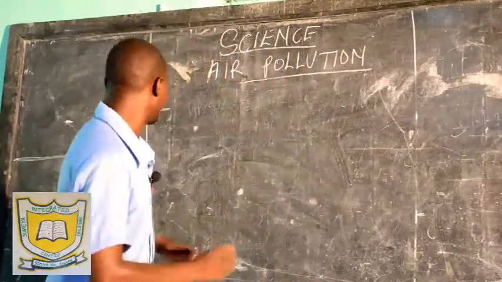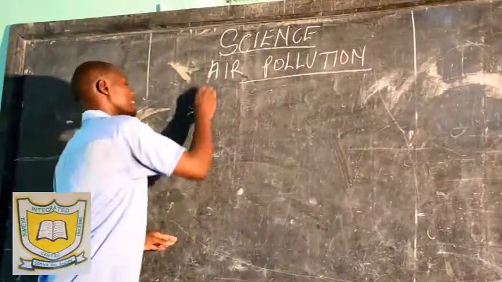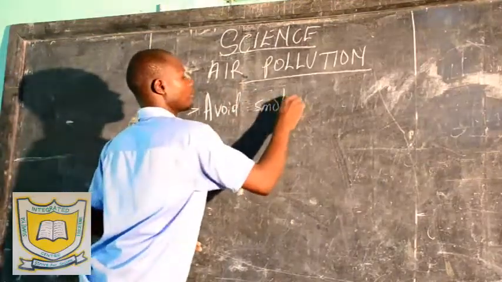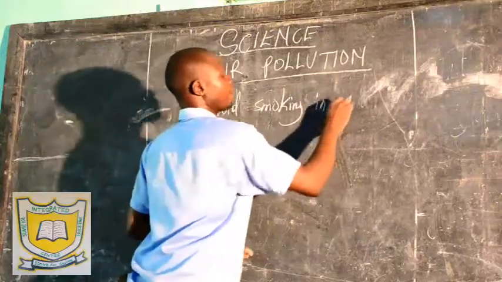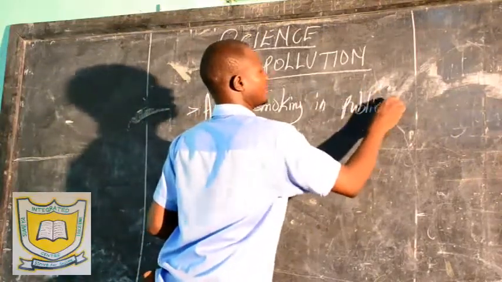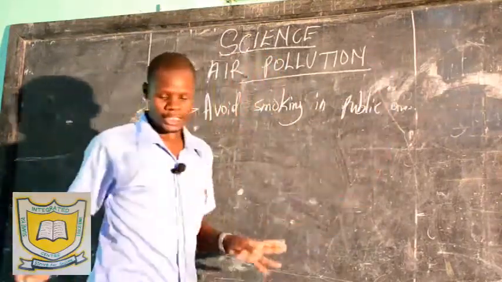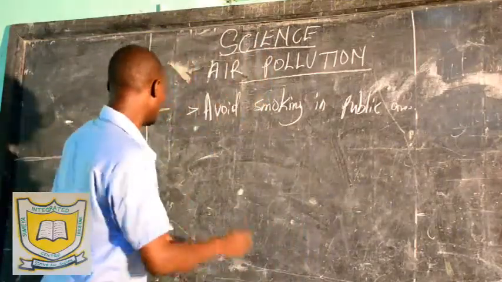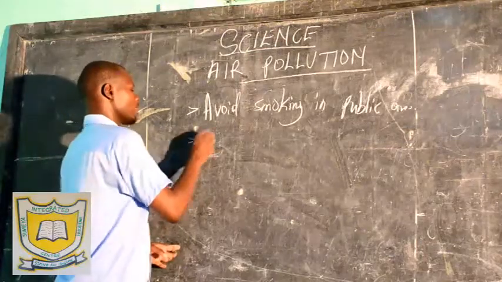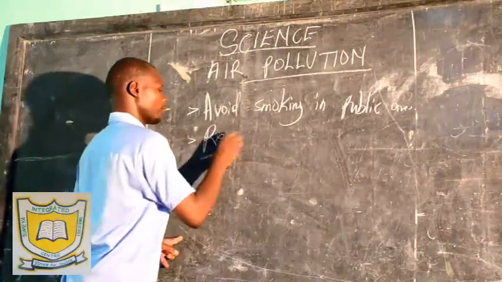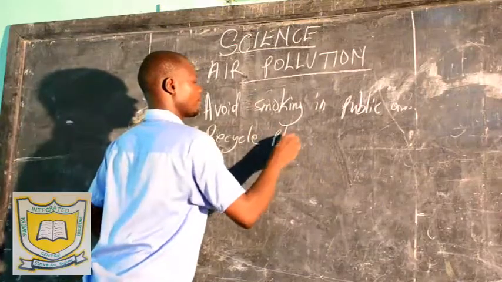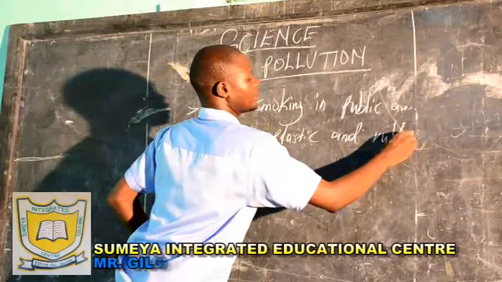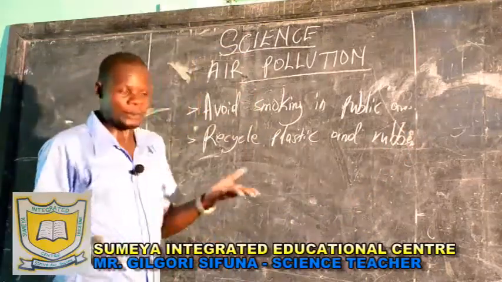One, avoid smoking in public areas. Two, recycle plastic and rubber. Instead of burning them, recycle and use them again.